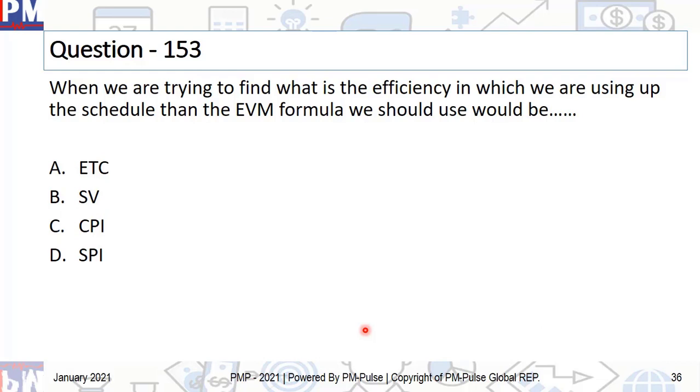And this is simple, right? Straightforward. That is SPI. If you were told to find the efficiency with which you are using up your budget, you'd say CPI. But if they asked whether we are ahead of schedule or behind schedule, you would use SV. But they've asked for efficiency, a ratio, an index, and therefore you'll go for SPI.